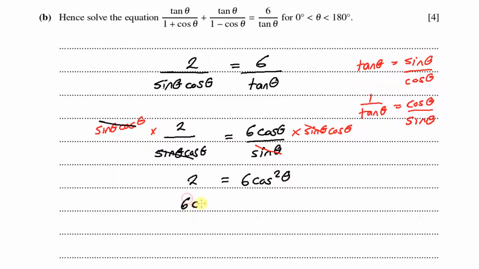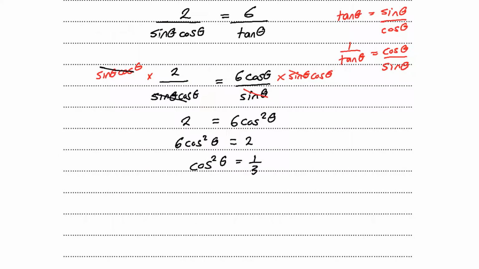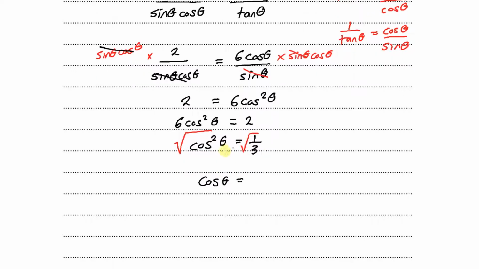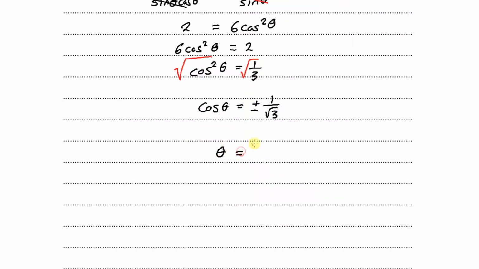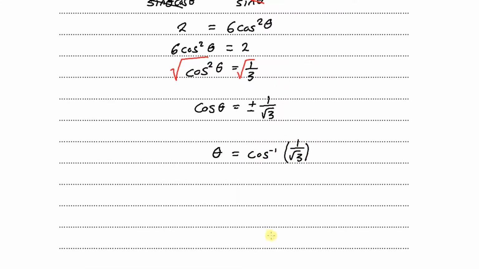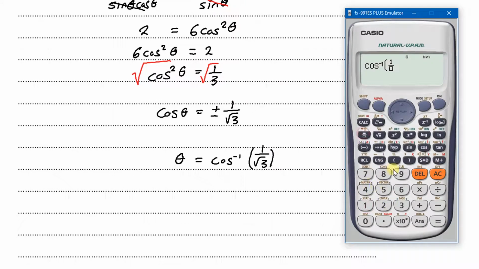Okay, so I have 6 cos squared theta is equal to 2, and dividing both sides by 6, I have cos squared theta is equal to 2 over 6, which is a third. I can now square root both sides, and this will be equal to plus or minus 1 over root 3. So I'll have theta is equal to arc cos of 1 over root 3, and I'm going to use the calculator for this, and that comes out as 54.7 degrees.